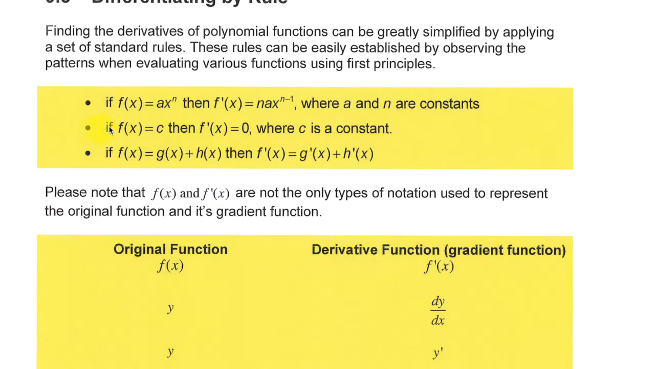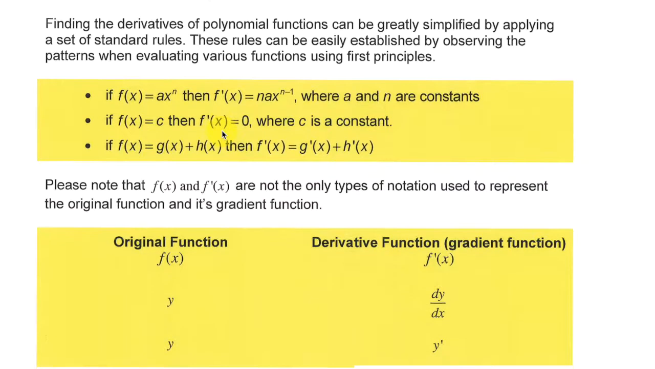Second dot point here, if f of x is equal to a constant, then the derivative is equal to 0. Now that makes sense because if you think of y equaling 10, for example, then you're going to have a horizontal straight line. And the gradient of that line is going to be 0. So remembering that the derivative just tells us the steepness of the line that we're looking at for any value of x, then that's sensible.